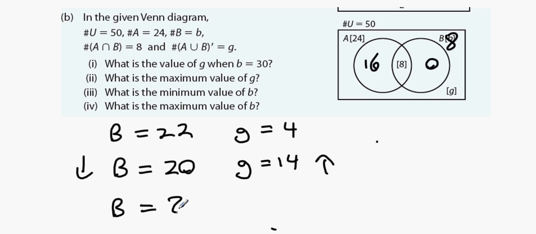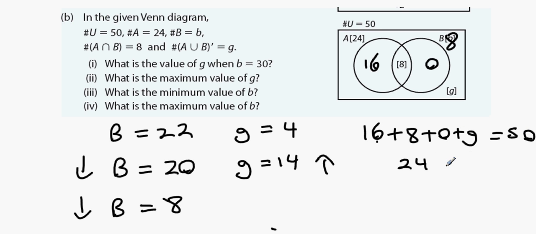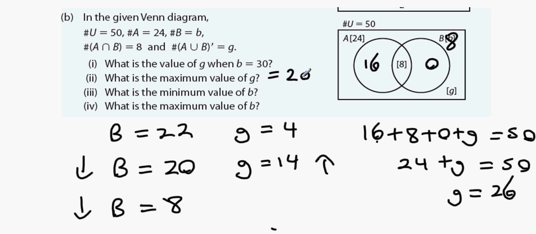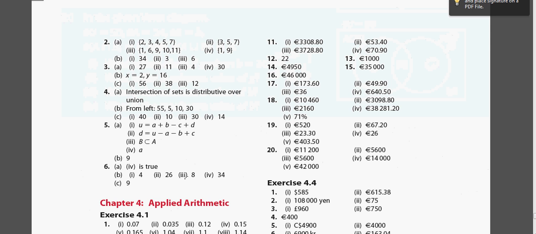Now if B equals 8, it's going down further. I'm expecting G to go further up, okay? So it's going to be 16 plus 8 plus 0 plus G equals 50. 24 plus G equals 50. G equals 26. So I'm saying the maximum value of G is 26. Okay, so we're going to have a look at this now. 26. Okay, so we're in business.